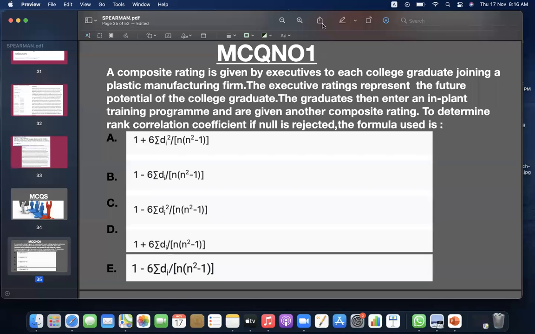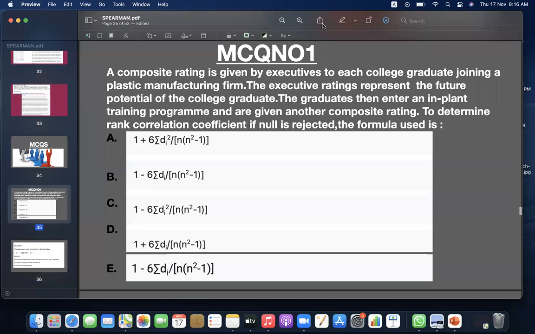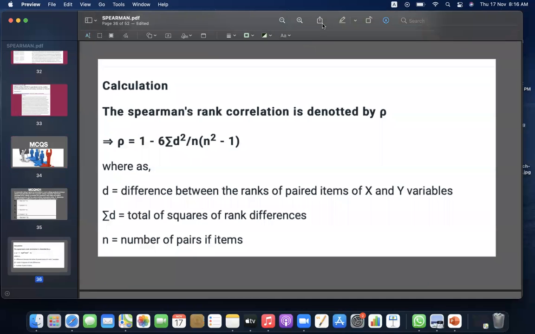A, C. Yeah, that would be C. The answer is C. Here, you can see as well, I already described the formula used as this: rho is equal to 1 minus 6 sigma d squared, divided by n multiplied by n squared minus 1.